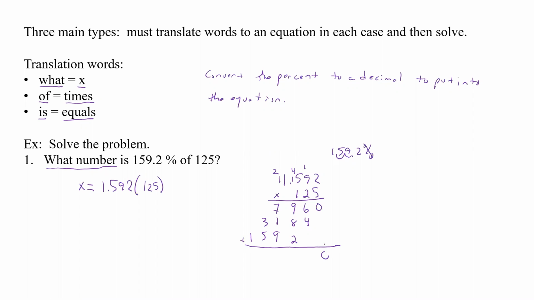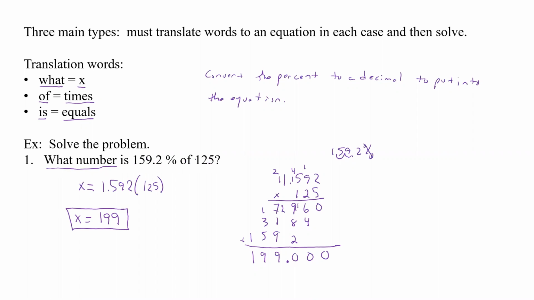So that gives us 0. 6 and 4 is 10. Now we have 9 and 1 is 10, and 8 and 2 is 10. That's 20. So now a 9 and 1 is 10, and 7 and 2 is 9, so that's 19. 5 and 4 is 9, and then we have 1, and we moved it 1, 2, 3 decimal places, and so then it looks like X is equal to 199, and that is the answer for what number is 159.2% of 125.